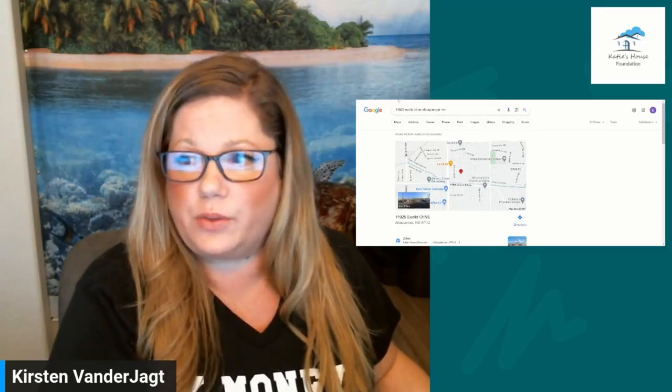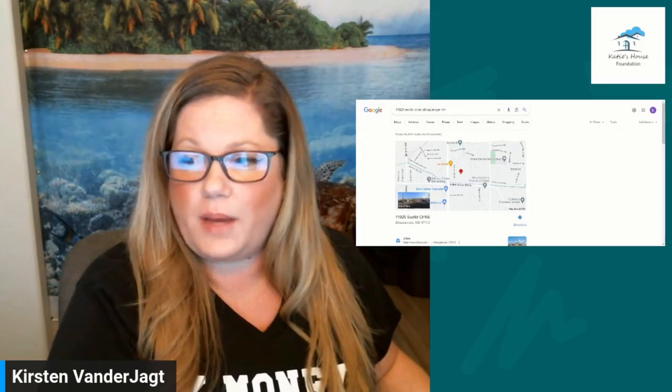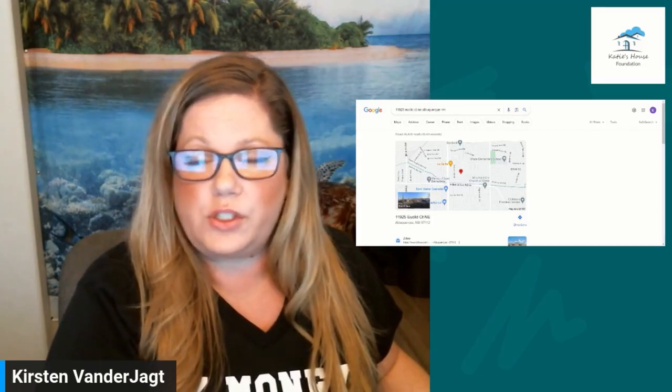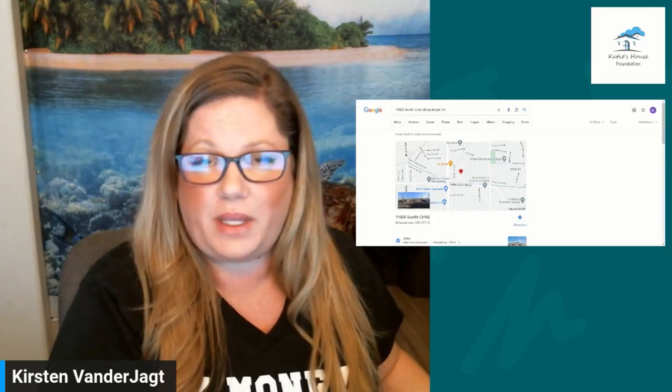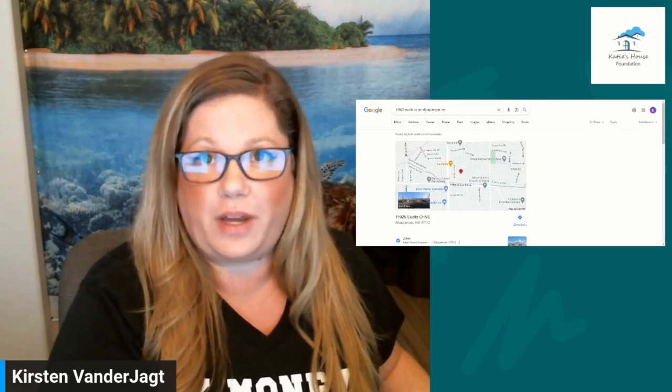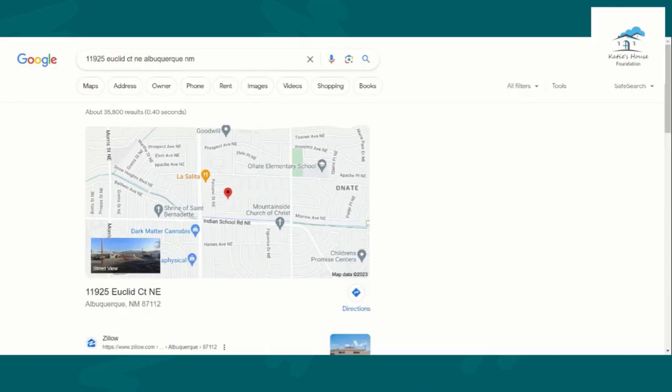So let's jump into how to take a look. I'm actually going to just show the entire screen. So you're not going to be able to see me because I want you to be able to see all of the fine print. All right. So you should be able to see that it says 11925 Euclid Court, Northeast in Albuquerque, New Mexico. We will talk about different areas throughout the United States in later classes. But for this purpose, what we're going to look at is how we determine if we want to consider a home for a shared house.